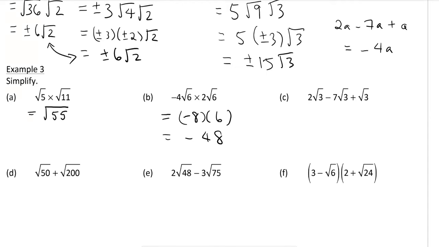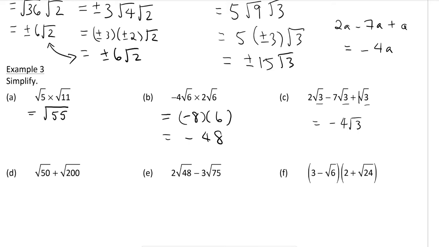So that's negative 4a. So what we're really doing here is kind of like what I'm doing with the like terms, okay? We're going to treat that a as if it was a square root of 3, or we're going to treat the square root of 3 as an a. And because they are the same, we can combine them like we would with like terms. So 2 minus 7 plus the 1 is going to give me negative 4 square root of 3. So you can actually treat radicals, when they're the same, as if they were variables, and combine them like terms.